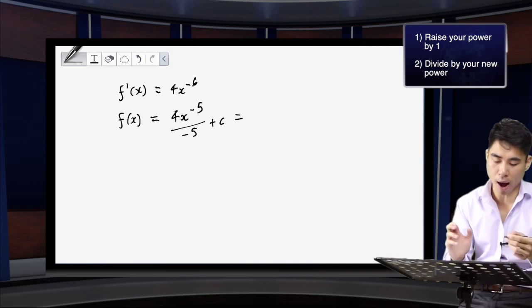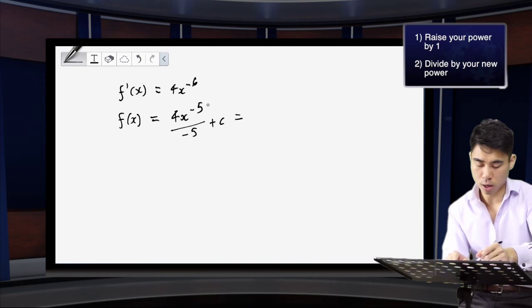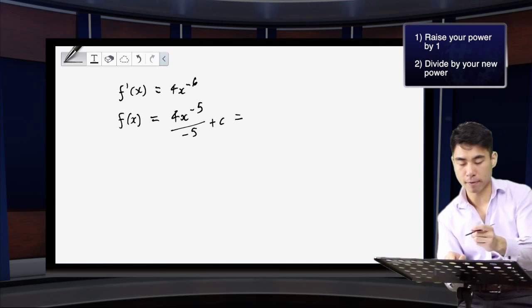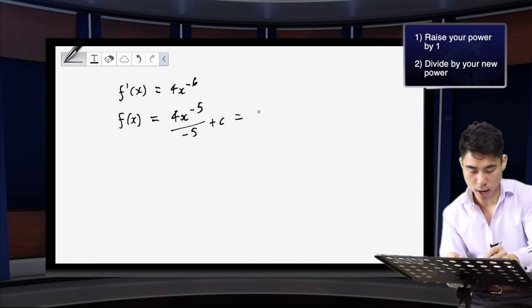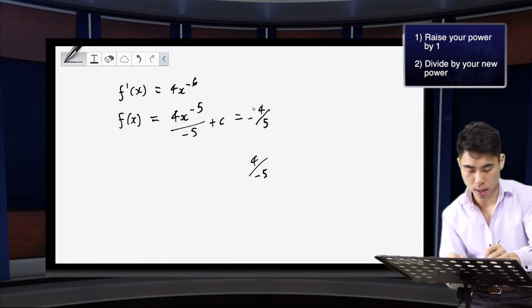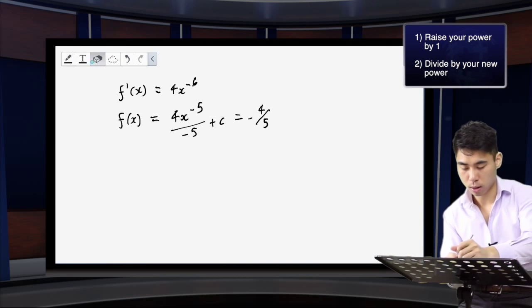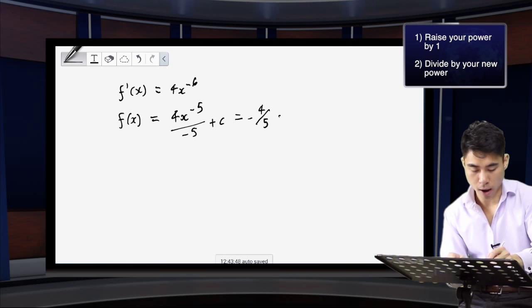Generally it's good practice, if you have a fully formed fraction where you have a numerator and a denominator like this, to take that fraction out and put it at the front. So here I'm going to have 4 over minus 5, or just minus 4 over 5. Just remember, it's convention to write it like this, where you have your negative sign at the front rather than on the denominator of that fraction. Minus 4 over 5, x to the minus 5 plus c.